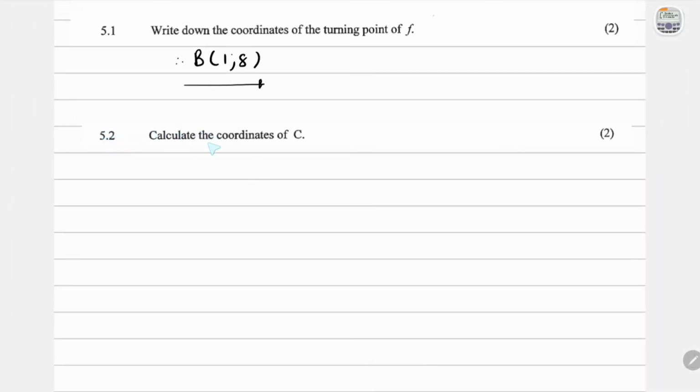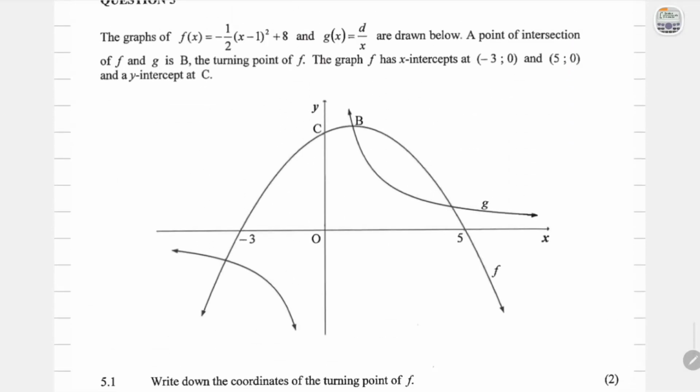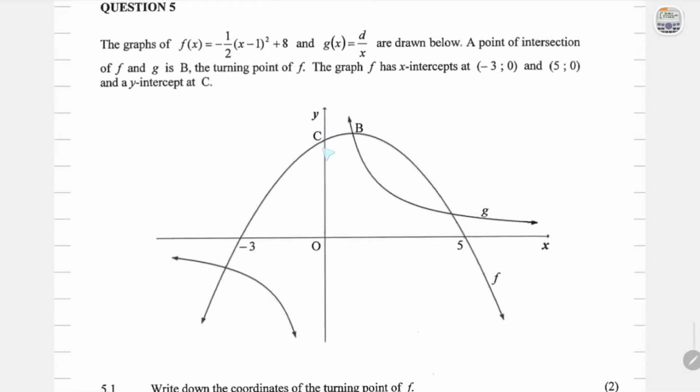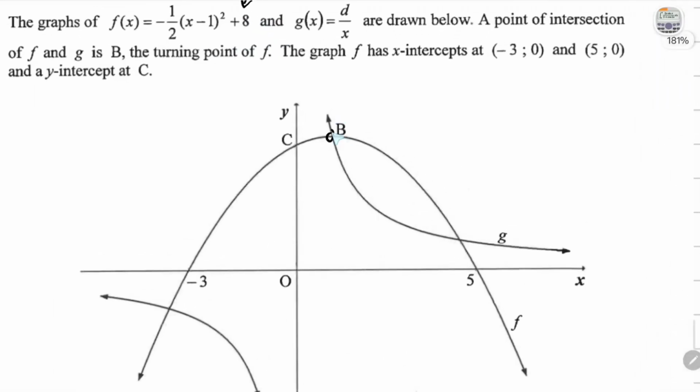Question 5.2 says, calculate the coordinates of C. Okay, so with C, that is the y-intercept of the parabola. Now, it's not like the parabola in standard form where that constant value is your y-intercept, because we know that that's the y value of the turning point, which is over here. As you can see, it's above C.